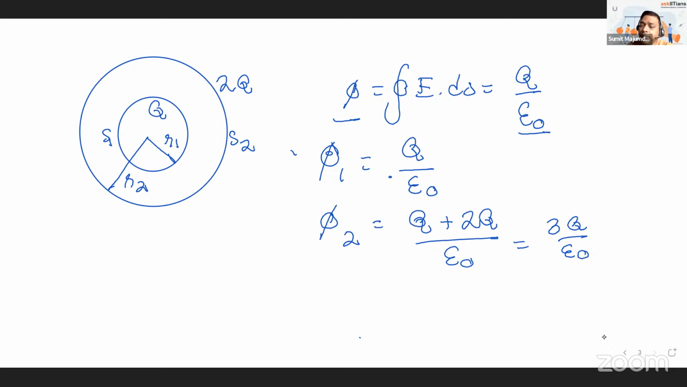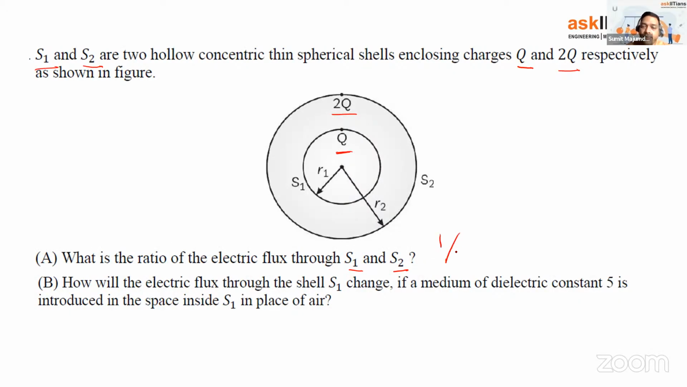So now this becomes very easy. You can take a ratio. This is a very easy question. You should expect a question similar to this one, of around 3 marks. So phi 1 by phi 2, the ratio of these two, comes out to be 1/3. Okay, so this is the first part. Now let's go back to the question. We have already got the ratio of the electric fluxes, which is 1/3.